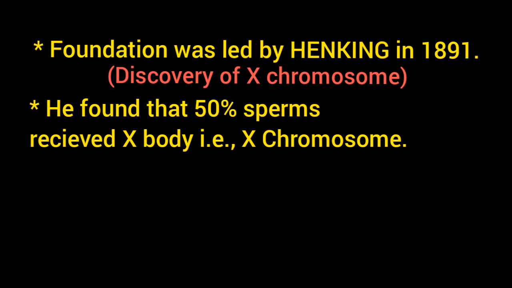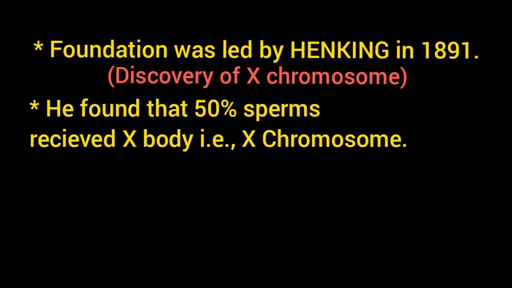Now, try to read between the lines, students. This sentence means that out of total number of sperms, 50% is having this X body. Okay? Now, later on it was figured out that this X body is X chromosome. He found only 50% of the sperms received this X body.